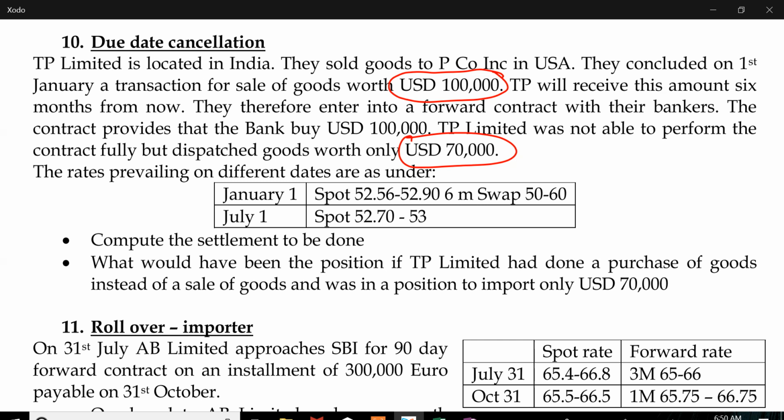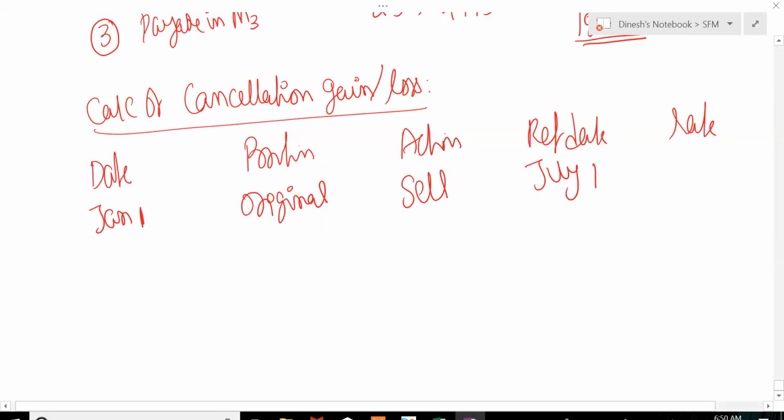On Jan 1, why will it be 50? 53.06, no? Those are points. 50, 60 is points. So 52.56 plus 0.50 adds up to 53. This is the rate I agreed on day 0.